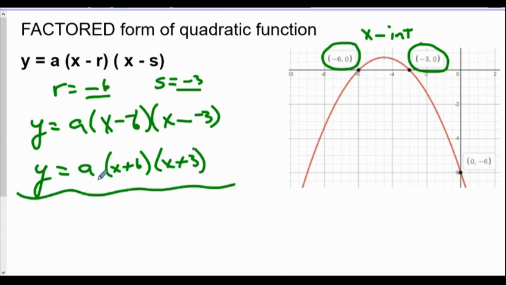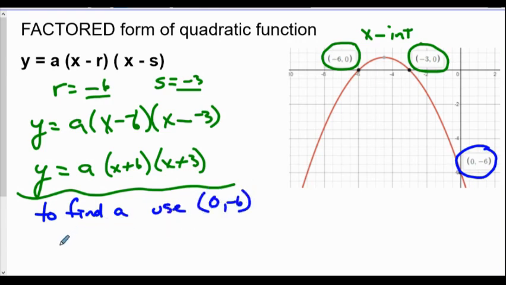I would be done if I knew what a was. So I need to find a. To find a, I need a point. Oh, look, there's a point right here. It's (0, -6). So I'm going to use (0, -6), and I'm going to write out my equation. So -6, that's y, equals a, and then x is 0, so (0 plus 6) and (0 plus 3). There we go.